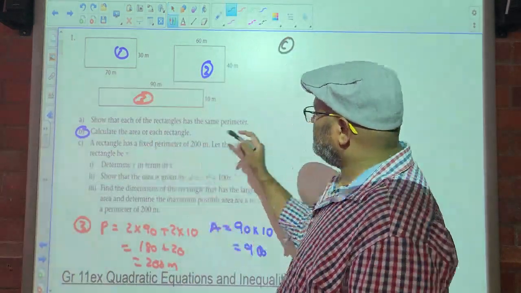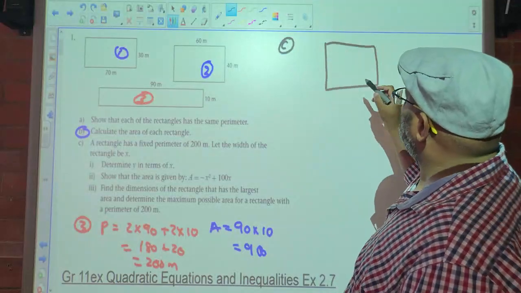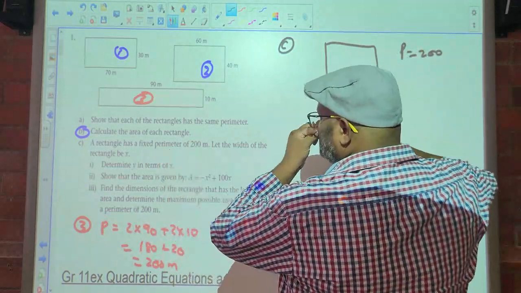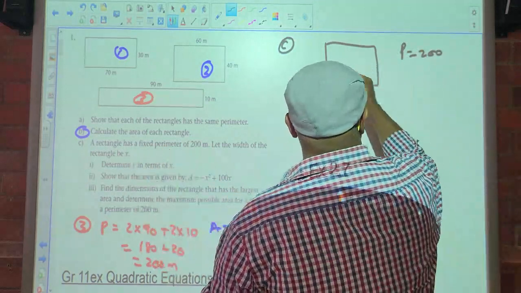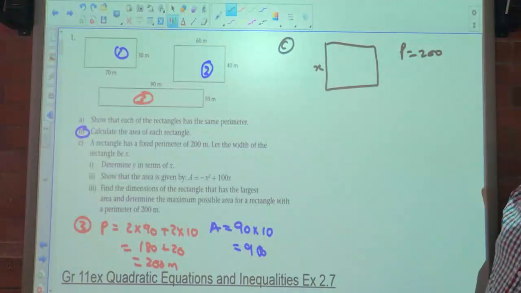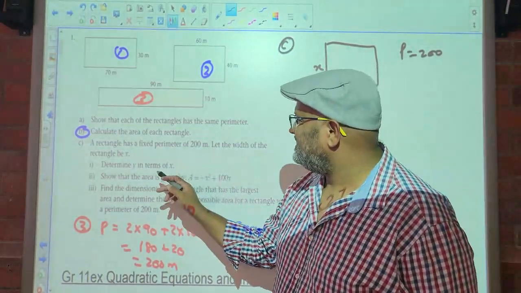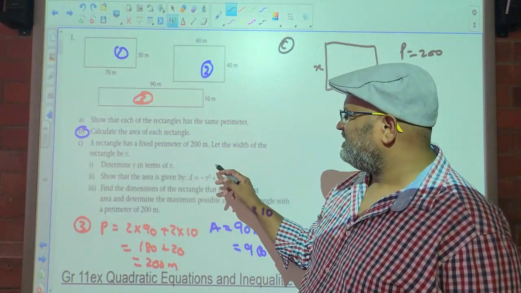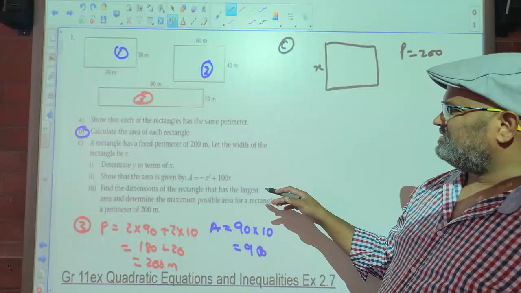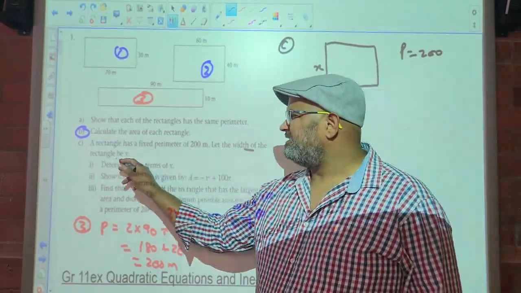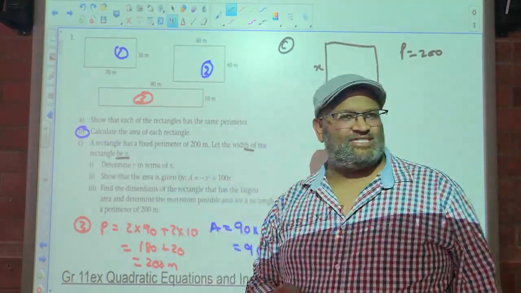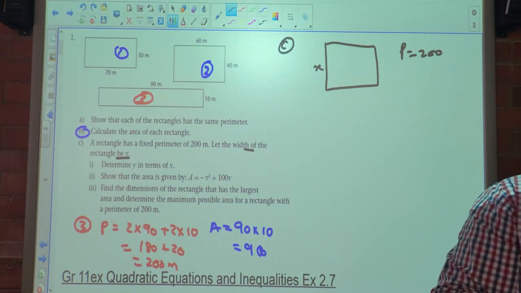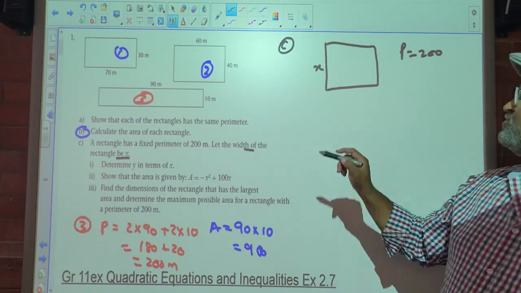C says, so we've got the rectangle now. The perimeter is 200 as we had before. Let the width of the rectangle be x. The width is the same as the breadth. And y, determine y in terms of x. They have to say let the length of the rectangle be y. Since the width is x, I'm assuming they're letting the length be y. You understand? So there's your y.